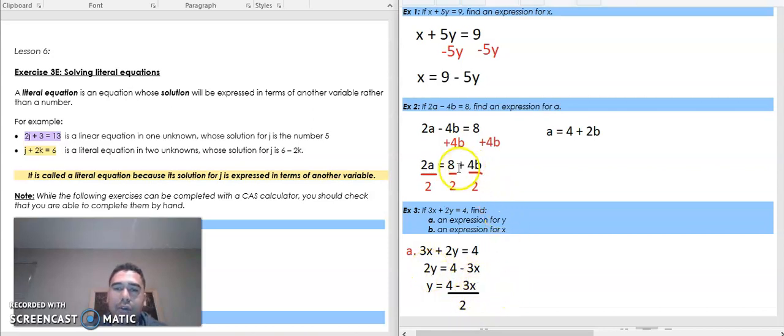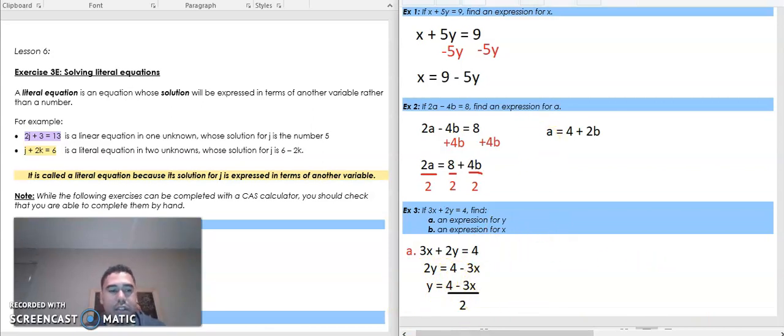I could have done this the same with the previous example, but the reason why I didn't is because 2 could go into both 8 and 4. 2 is a factor of both numbers. Because 2 isn't a factor of both of these terms, I just leave this as is, okay? And that right there will be my final solution.